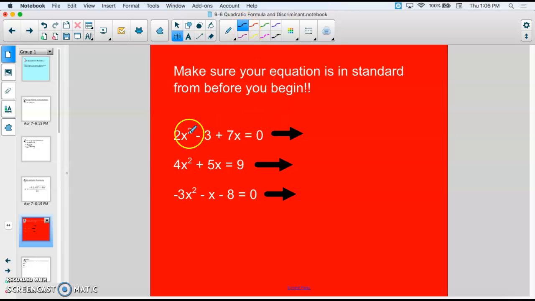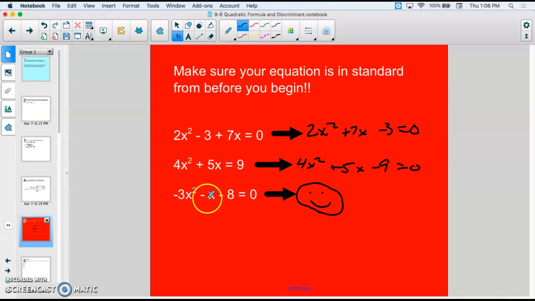So let's just practice. In this case, is it in standard form? No, it is not. Our first thing we need to do is rearrange it, right? The 7x goes in the middle, not at the end. Now it's in standard form. With this one, it's not in standard form because the 9 is on the other side, so 4x squared plus 5x, and then we're going to subtract the 9 to get it over, equals 0. And this one is in standard form. Yay, standard form, because it's x squared, x, and then the constant.